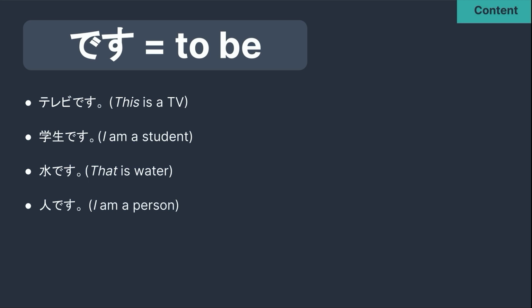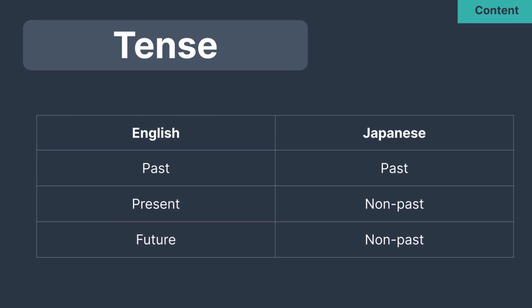In English, the verb to be changes forms between am, is, or are, depending on the subject of the sentence. However, in Japanese, it is always desu, regardless of the subject of the sentence. To be also changes forms depending on the tense of the sentence, such as was, is, or will be. And as you can guess, this is also different in Japanese. In English, we have past, present, future tense forms of the verb to be, whereas in Japanese, there is only past and non-past forms of this verb.